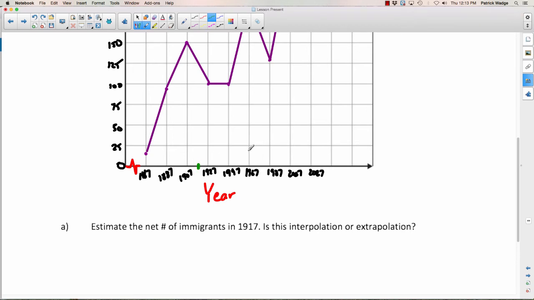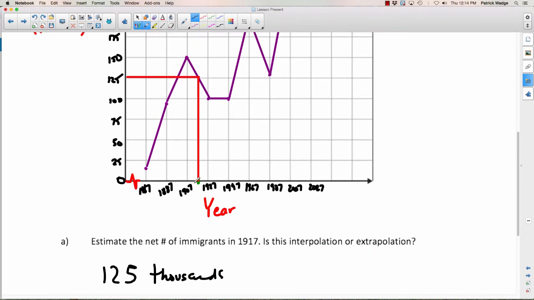So how are we going to estimate that? Well, we're going to draw a line straight up from there until we hit our graph. Oh, it's actually right on the line. That's nice. And then over from there, and we more or less get 125. Remember, we're talking about thousands, so 125,000 immigrants.